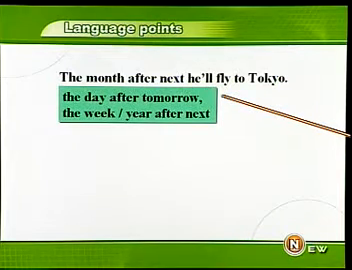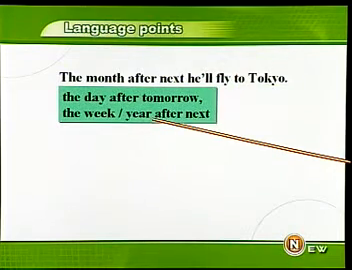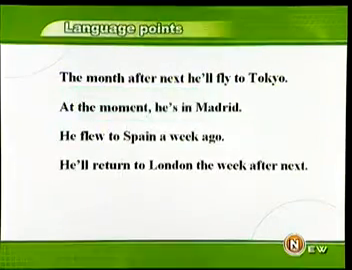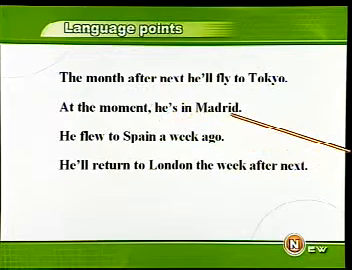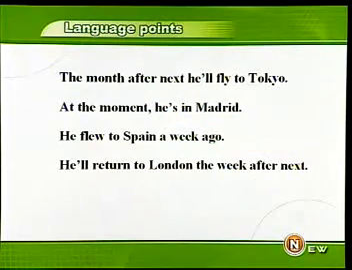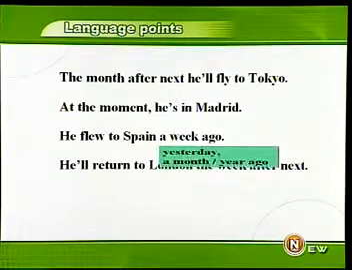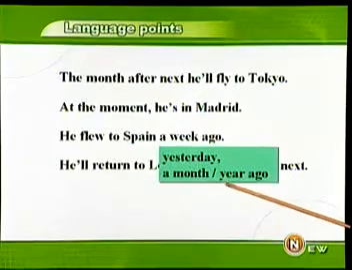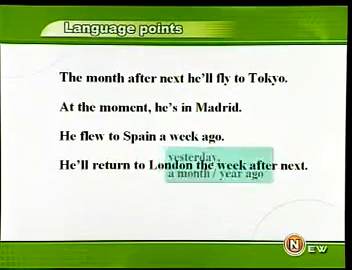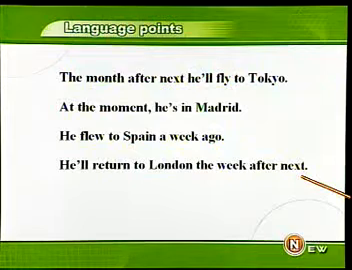The day after tomorrow，后天。The week after next，再下个星期。The year after next，后年。那么现在 Nigel 在什么地方呢？At the moment，此刻，现在。He's in Madrid，他正在马德里，也就是西班牙的首都。他是什么时候去西班牙的呢？He flew to Spain a week ago，他一个星期以前飞往西班牙的。昨天 Yesterday，一个月以前 A month ago，一年以前 A year ago。Then, when will he return to London? He'll return to London the week after next.